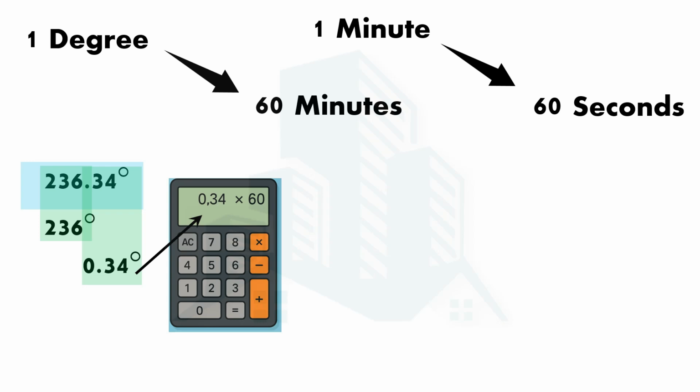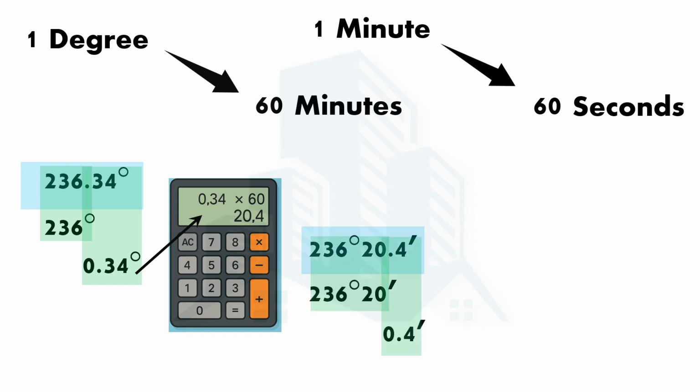So 0.34 will be multiplied with 60 in order to get the degree in minutes, and on multiplying we get 20.4. Now we can rewrite 236.34 degrees as 236 degrees 20.4 minutes. Again, if we want to convert this into seconds, how are we going to do this? We have 236 complete degrees, 20 complete minutes and 0.4 as the fraction of minutes. And I told you before that 1 minute is equal to 60 seconds.